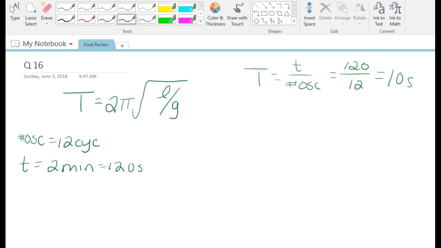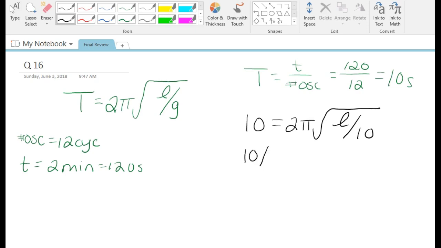You take that 10 seconds and you plug it into the equation that we have for period. So 10 equals 2 pi times the square root of L over G. Since we're on Earth, that G is going to be 10. So from there, we're going to take that, plug information in.